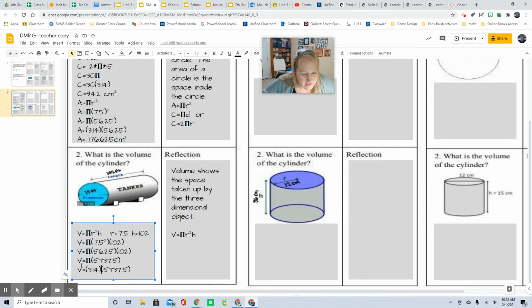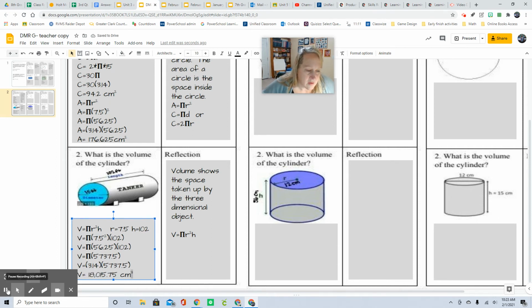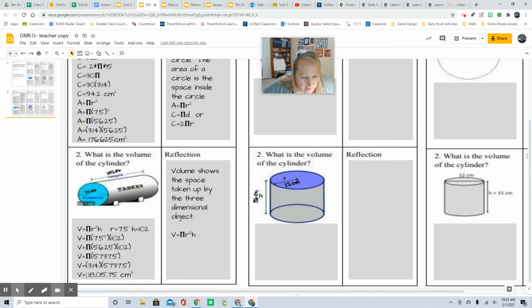So I replaced the pi with 3.14, which is an approximation. Next step is to multiply these two numbers. All right, I have multiplied these two numbers, and I got the volume equals 18,015.75 centimeters cubed. So that is the answer to this one.